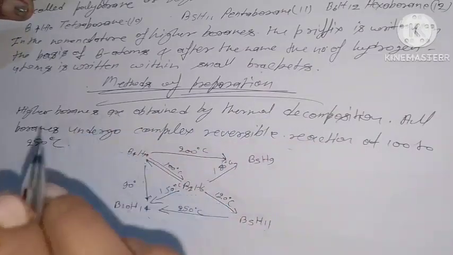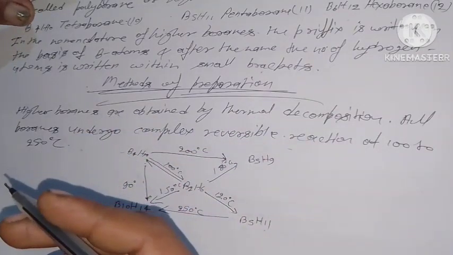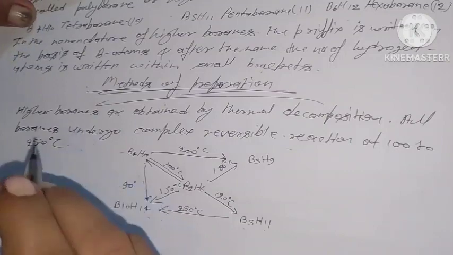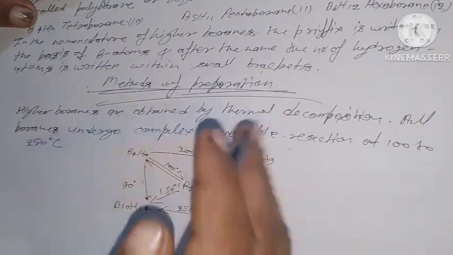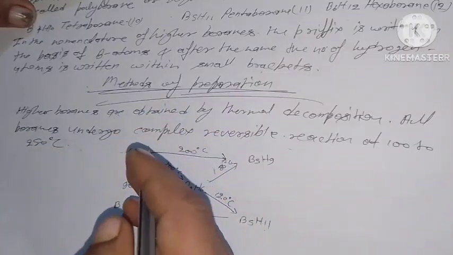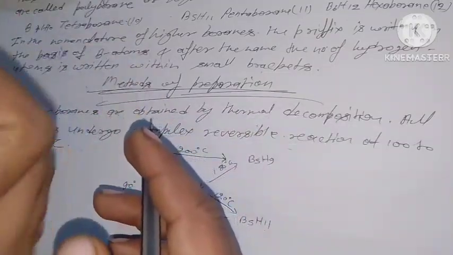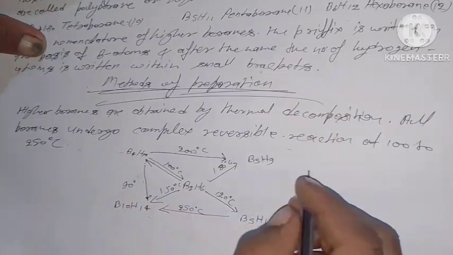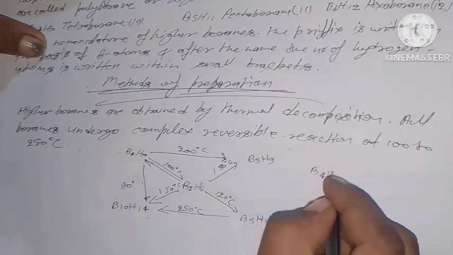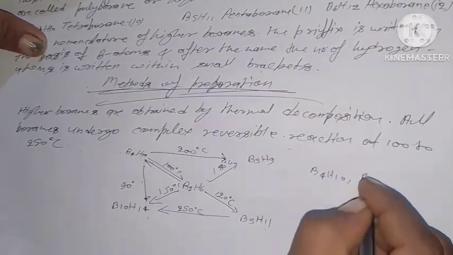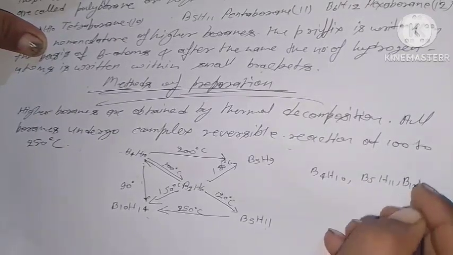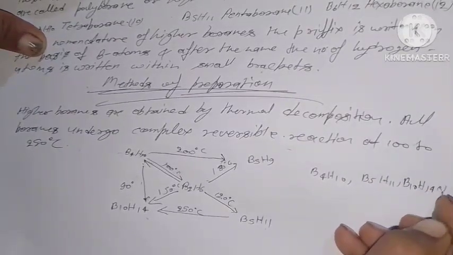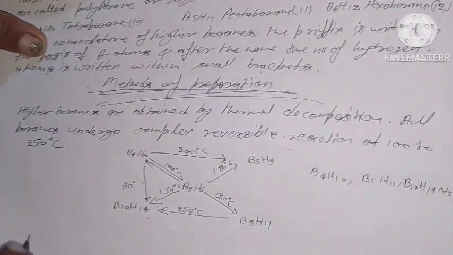Higher boranes are synthesized by heating B2H6 with hydrogen. When B2H6 is heated in a closed tube, a complex reaction takes place and consequently higher boranes are formed. Example: B4H10, B5H11, and B10H14, etc.